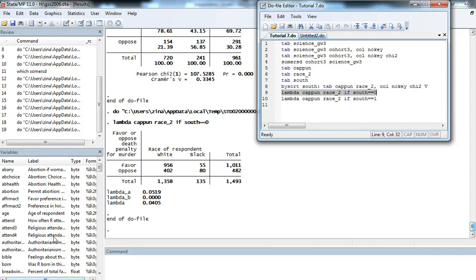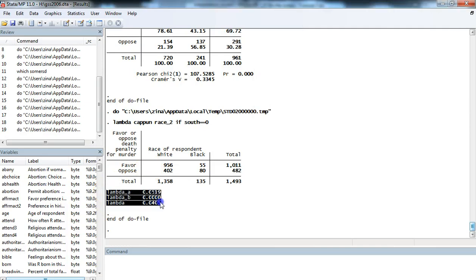So we see that Stata produces a table, and at the bottom we get different lambda statistics: lambda A, B, and just plain lambda. So which one do we use? We will use lambda A, which is 0.0519. And what this is telling us is that compared to how well we can predict capital punishment opinions without knowledge of race, by knowing race, we can increase our predictive power by about 5.19% among the non-Southerners.